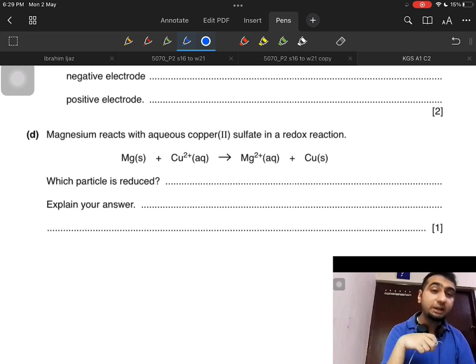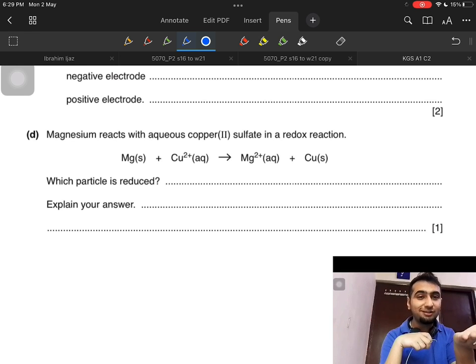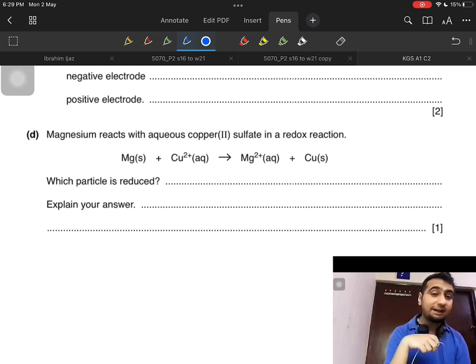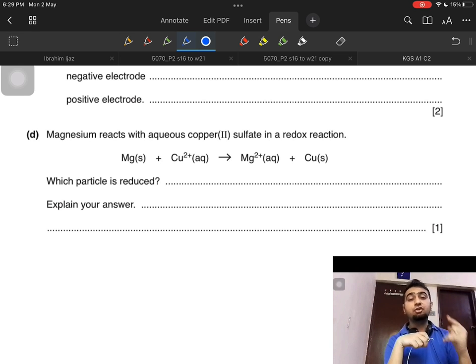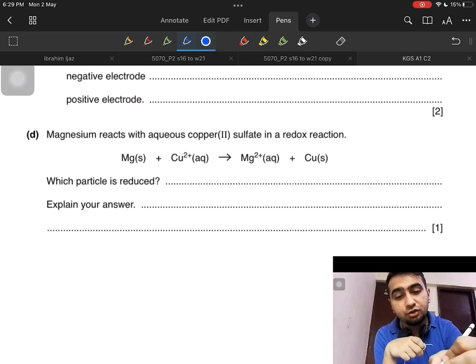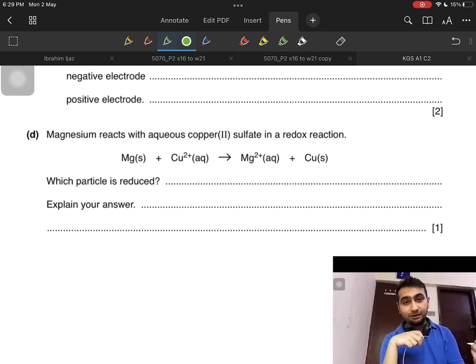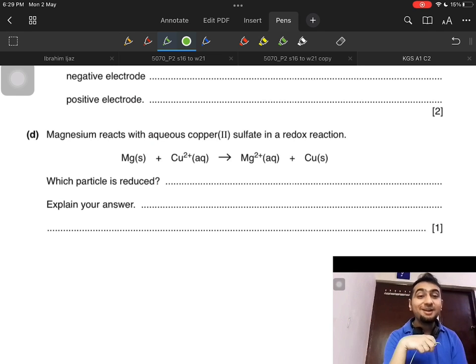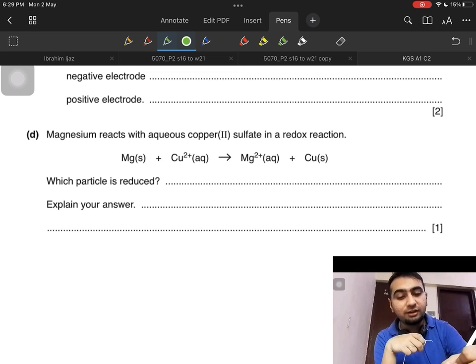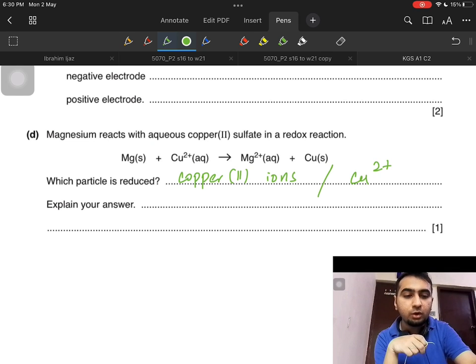Now, when it's a question from redox, people used to talk about oxidation number. They used to talk about the charges. Charges is wrong. Oxidation number is correct. People used to talk about the reactivity series over here. Okay, fine. But as long as you're not saying electrons gained or lost, you're not getting any marks. So you need to talk about electrons being gained or lost. By the way, which particle is reduced over here? People write copper. Guys, copper is not reduced. Copper 2 ions are reduced. So you need to say copper 2 ions, or you can say copper plus 2 ions.